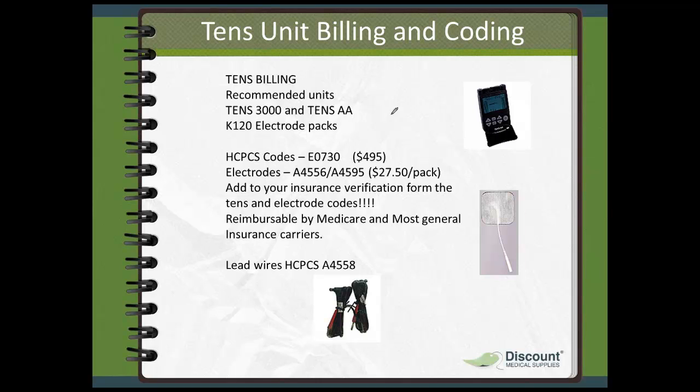But if you're looking at 2 basic types of units, we typically recommend the TENS 3000, which may be the most popular unit, and then we have what's called the TENS AA. Now, the TENS 3000 is an analog unit, and what that means is you turn knobs as opposed to pushing buttons, so it's not electronic. So it may be a lot easier to use by people that are not computer literate. The TENS AA is a more high-powered TENS unit, but it is a digital unit.